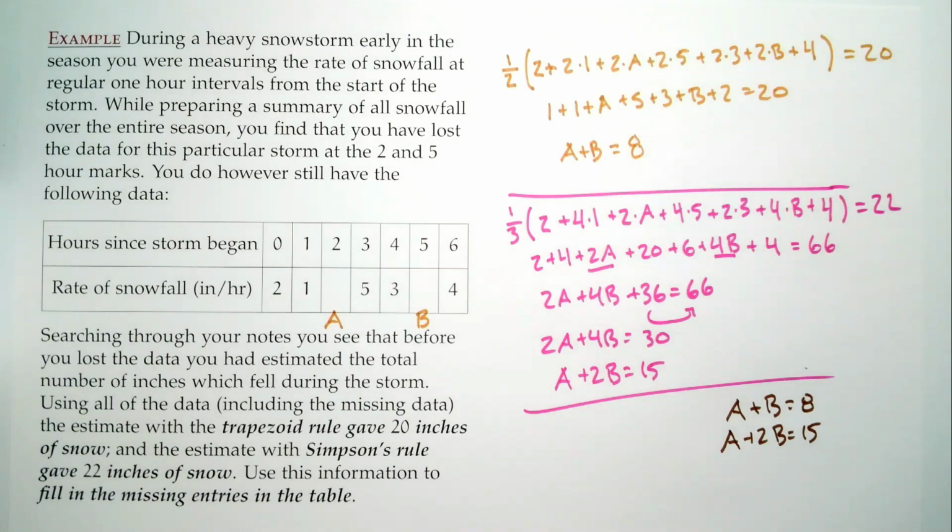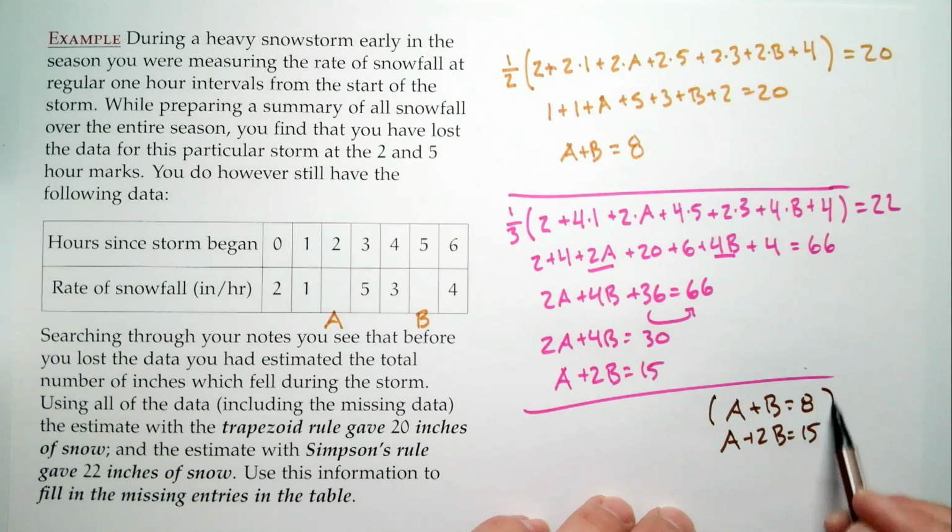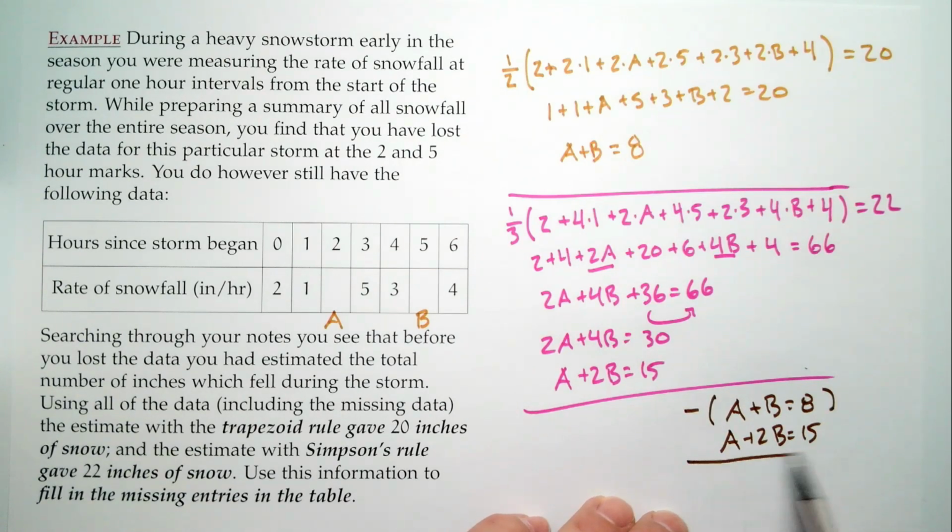Well, we solve. 2 equations, 2 unknowns. Lots of ways to do this. Here's a way. I can cancel off the A's. If I subtract the top one from the bottom one, what happens? The A's cancel. I have negative B plus 2B, which is B.